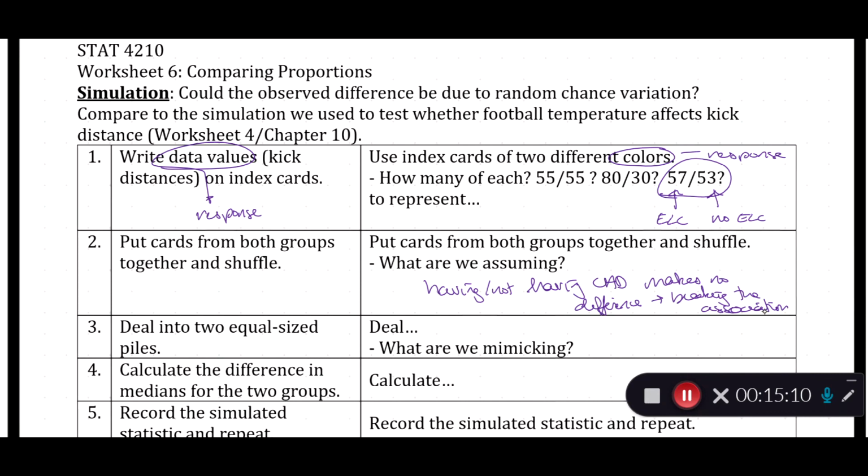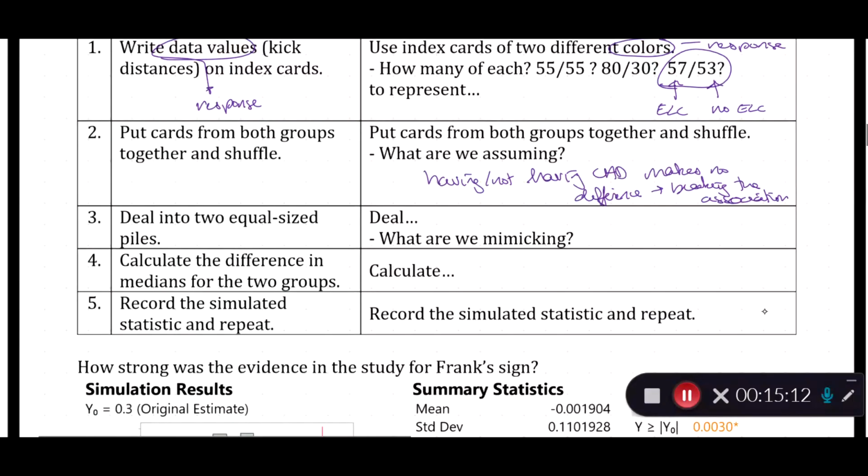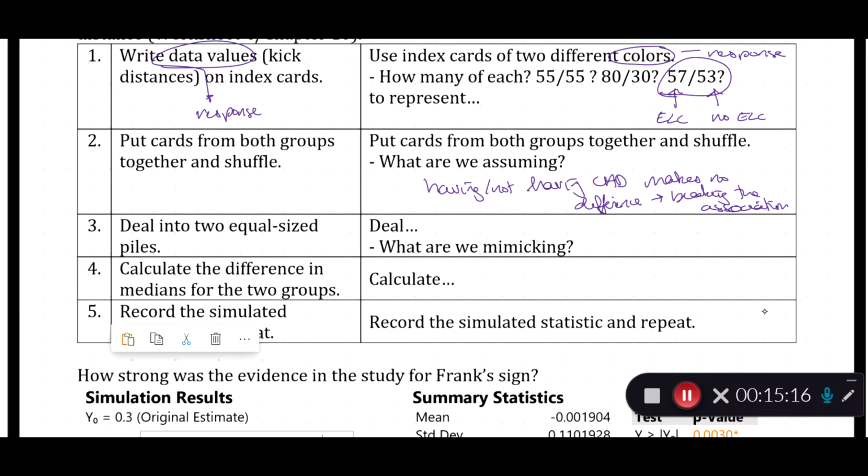The third step in our football kicking example, in our third football kicking simulation, was to deal the cards after having shuffled them into two equal size piles. I dealt into two equal size piles because I had an equal number of hot and cold footballs in that data set. How should I deal the cards here?